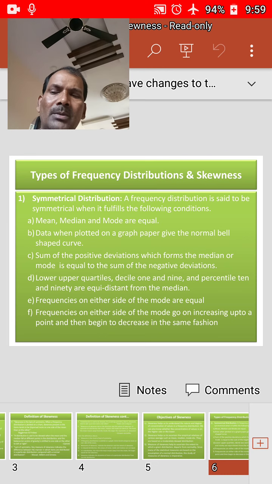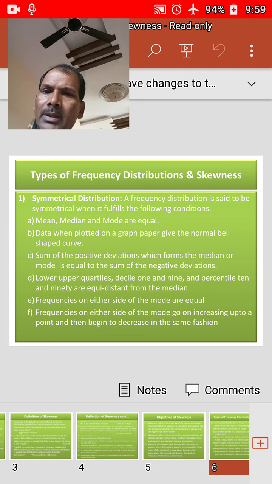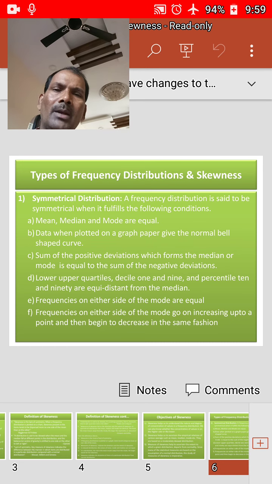In a normal distribution, you will find this mean, median, mode are equal. At the center of gravity, you will find mean, median, mode. These three will coincide, right? Data when plotted on a graph paper give the normal bell-shaped curve. If you take a symmetrical distribution and plot it on a graph, you will get a normal bell-shaped curve.